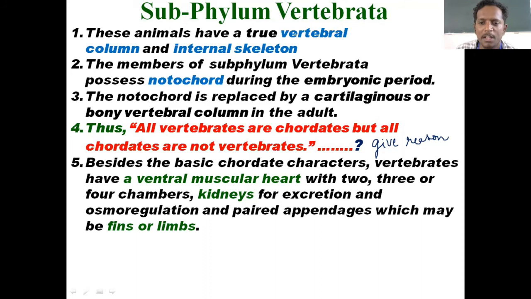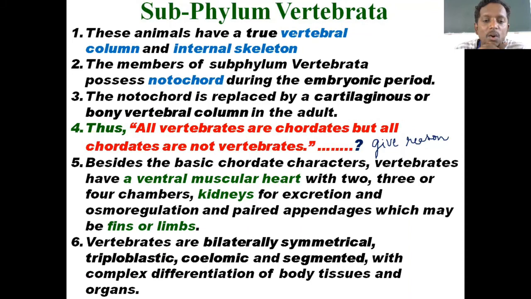Paired appendages. Appendages means what? Any outgrowth from the main body. It can be for locomotion, which may be fins or limbs. Fins in case of fishes, limbs in case of other organisms. And vertebrates are bilaterally symmetrical, I said. These are all common points.